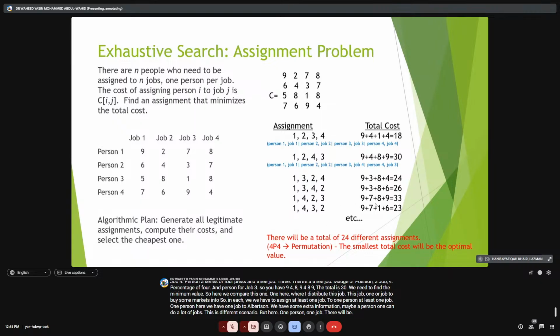There will be a total of 24 different assignments, 4 permutation. The smallest total cost will be the optimal value.